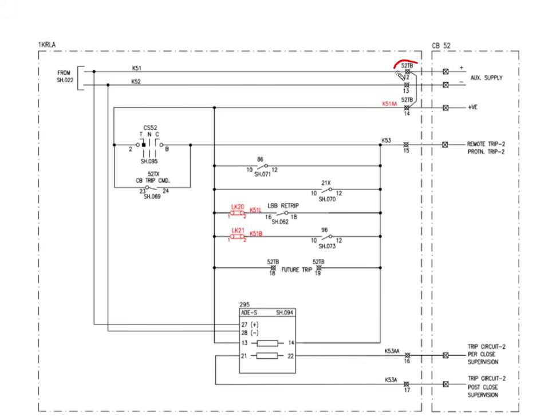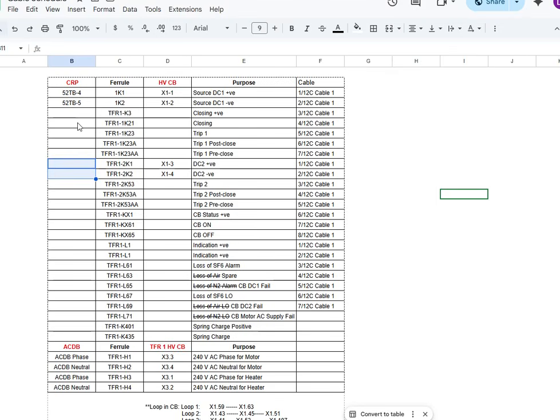And the TB numbers from where DC source 2 is coming are 52TB-12 and 52TB-13. We'll note down these numbers: 52TB-12 and 52TB-13, 12 and 13.